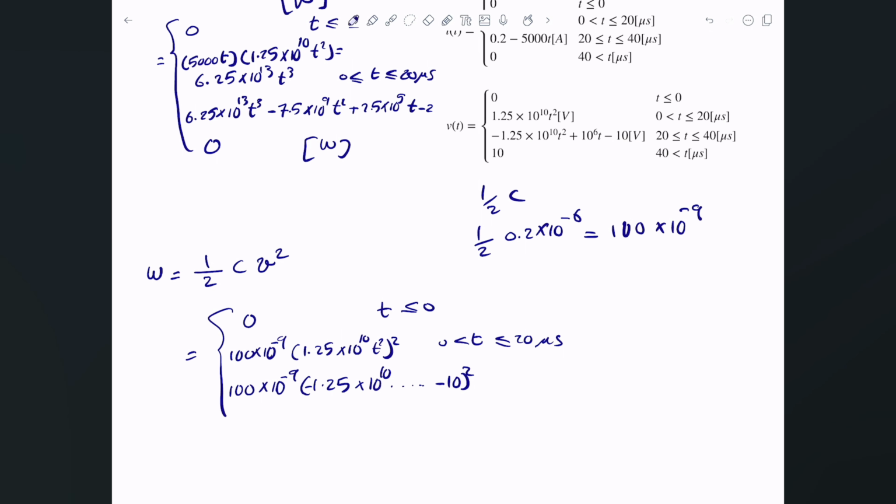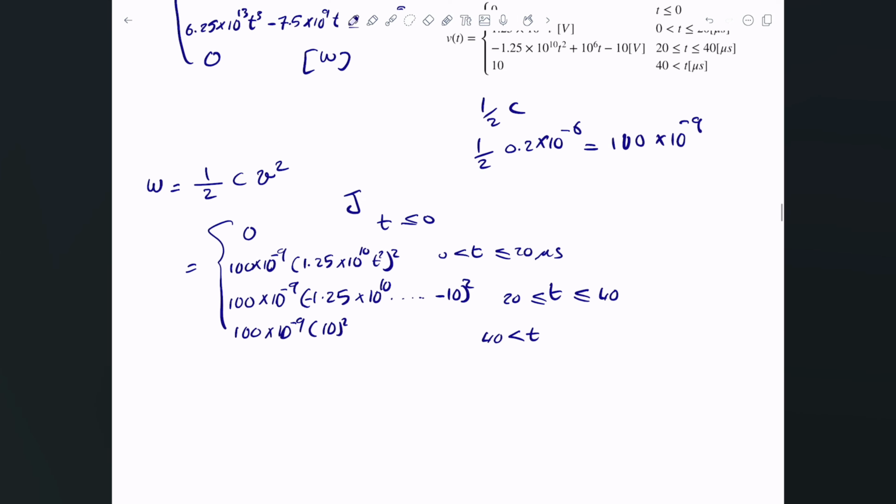All I have to do is square it, and that's for t greater than 20 microseconds and less than 40 microseconds. And of course, the last one is simply 100 times 10 to the negative 9 times 10 squared, which is 100, and that's for t greater than 40 microseconds. If we keep these equations like this, with C in farads because we're multiplying by 10 to the negative 6 and V in volts, all of these are in joules.